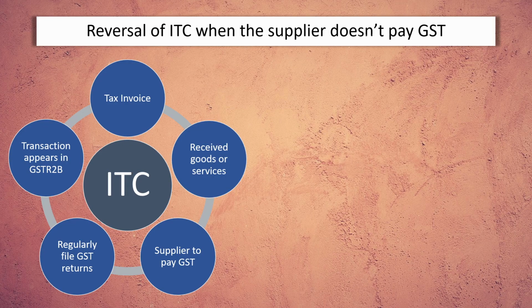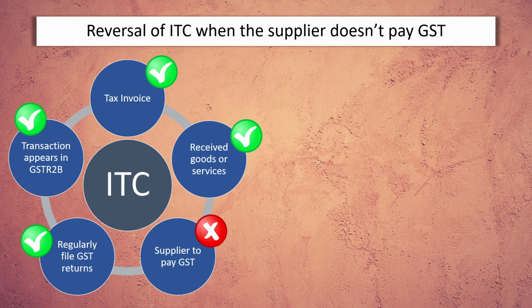GSTR2B is a summary of input tax credit. It is auto-populated on the basis of GSTR1 filed by your suppliers. Now, for any buyer or recipient of services, out of these 5 conditions, it would be possible to satisfy 4 conditions except one, that is, the supplier should have paid taxes. As of now, we have no mechanism to find out if the supplier has actually paid tax in respect of a particular transaction or particular invoice.